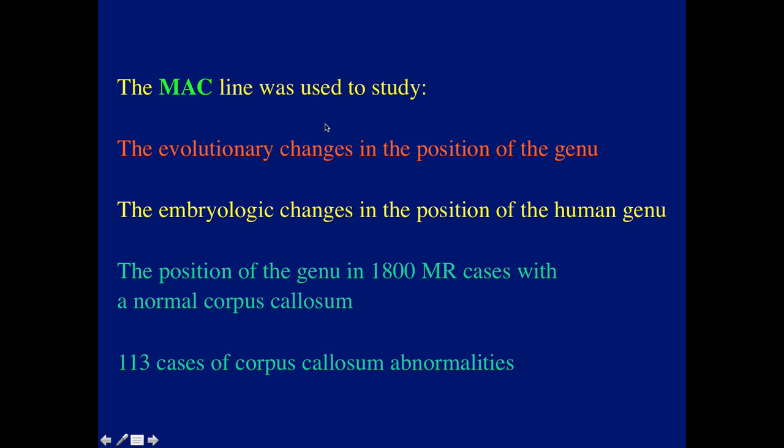So I used that line to study the evolutionary changes in the position of the genu, the embryologic change in the position of the human genu, and also the position of the genu in at least 1,800 MR cases that I looked at that had a normal corpus callosum, and 113 cases of abnormalities.